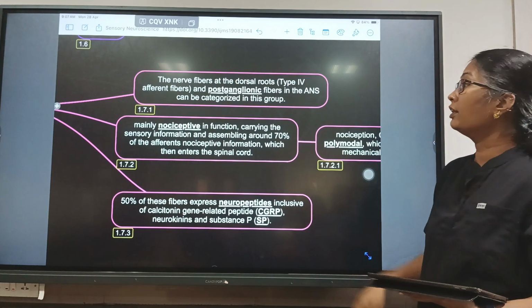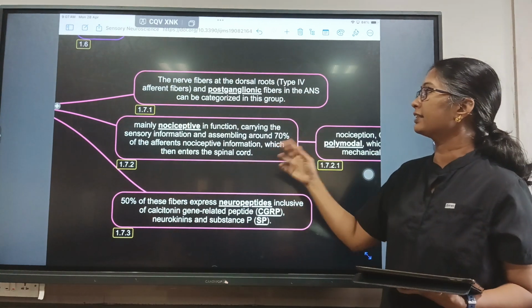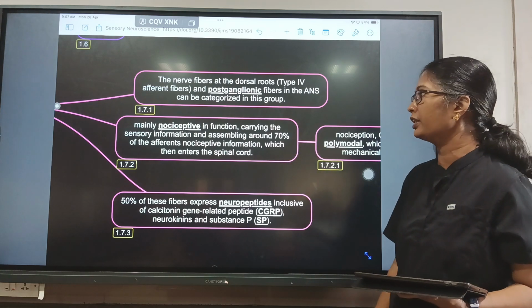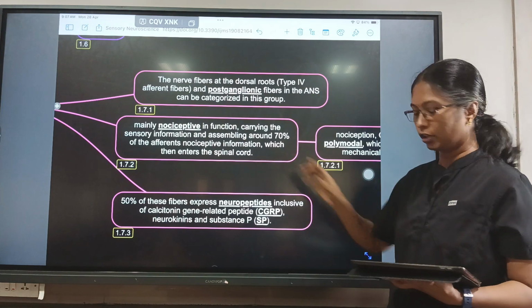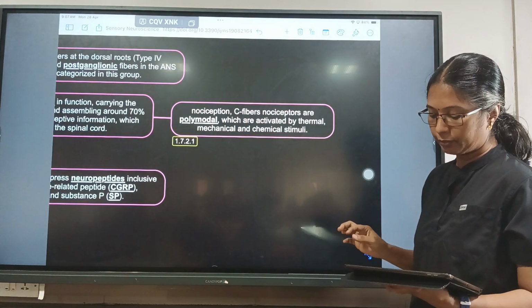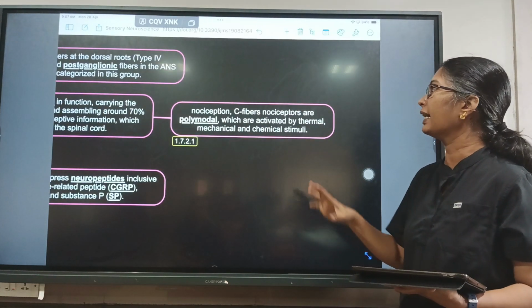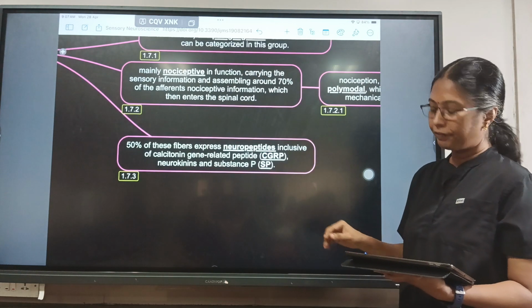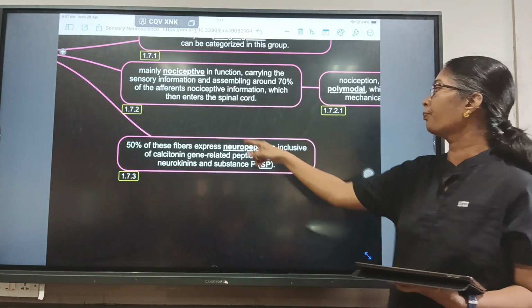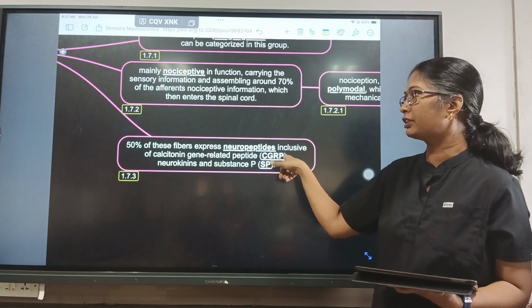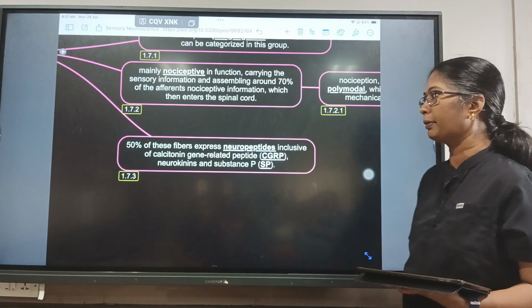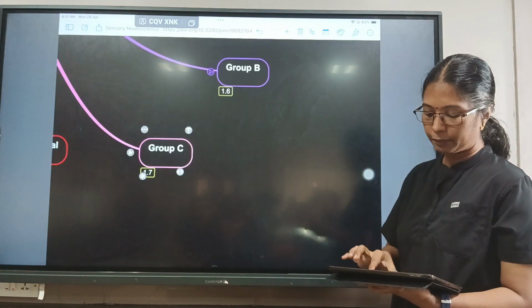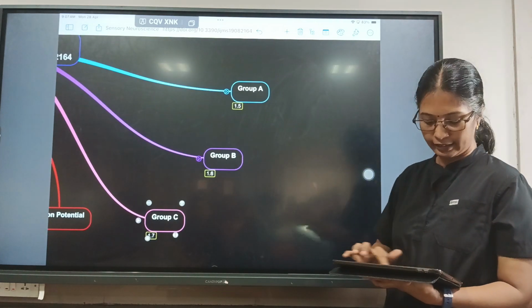They are the main nociceptive fibers which carry the sensory information, accounting for around 70% of the afferent nociceptive information, and which enters the spinal cord. The C fiber nociceptors are polymodal, which means they can detect thermal, mechanical and chemical stimuli. And 50% of these fibers express neuropeptides such as CGRP, which we have already seen, calcitonin gene related peptide, neurokinins and substance P. So these are the three types of nerve fibers, A, B and C.